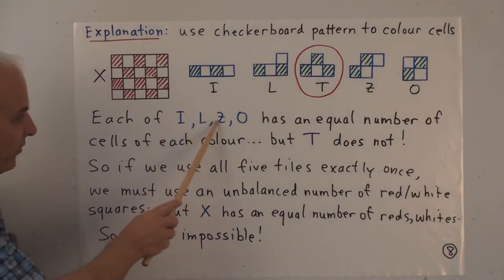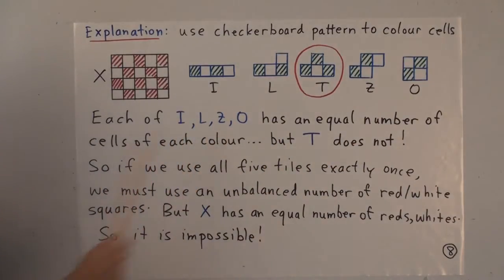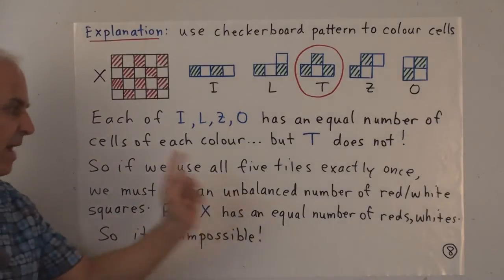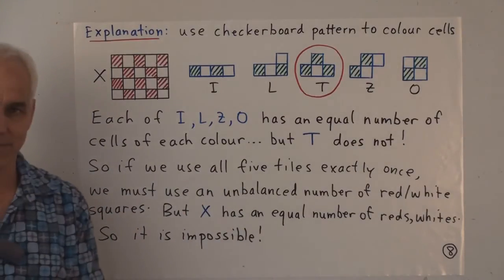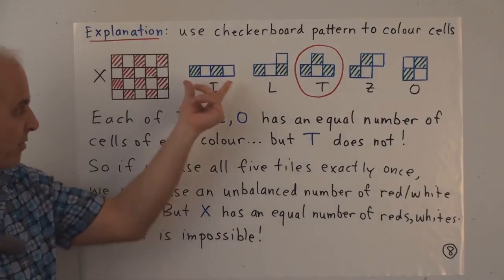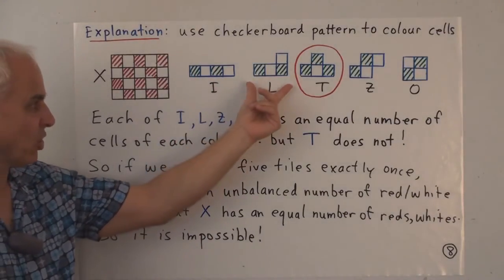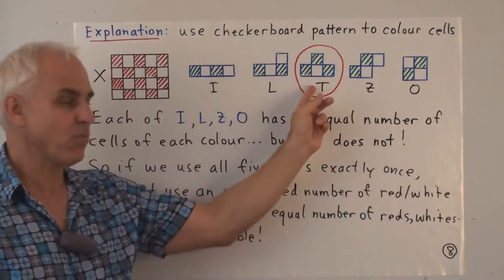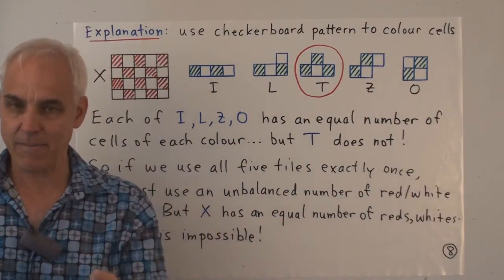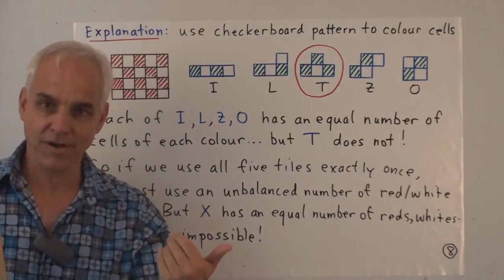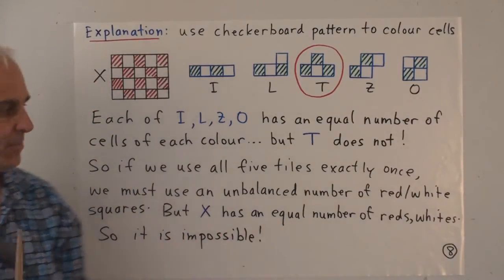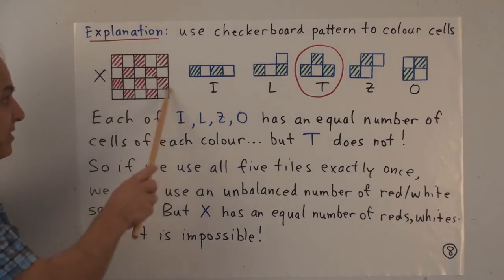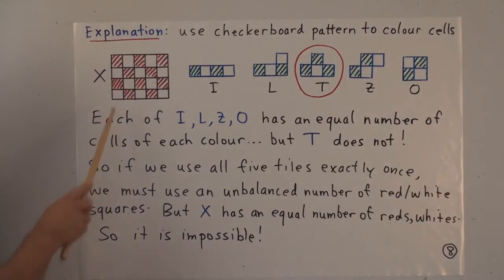So each of I, L, Z, and O has an equal number of cells of each color, but T does not. So if we use all 5 tiles exactly once, we must use an unbalanced number of red and white squares. This will be balanced between the 2 colors. So is this one, so is this one, so is this one. But this one will leave us with a lopsided number altogether. There will be more of one color used than another. But the thing that we're trying to cover has an equal number of reds and whites.